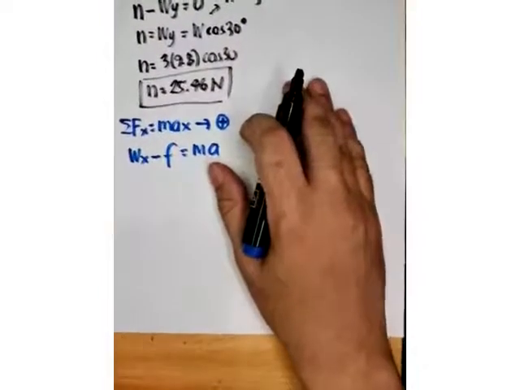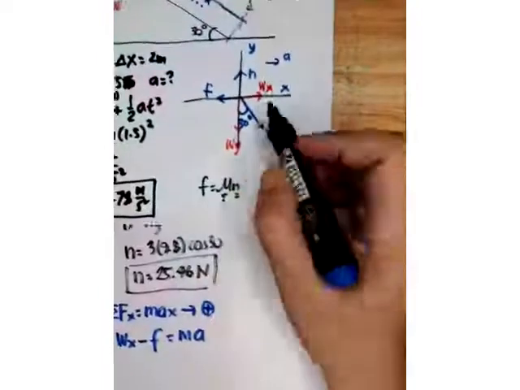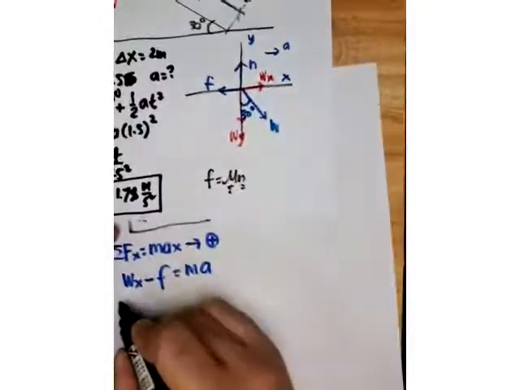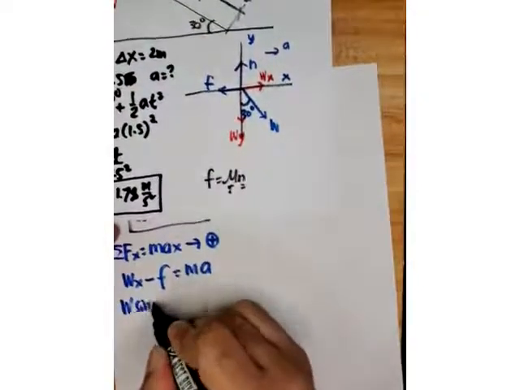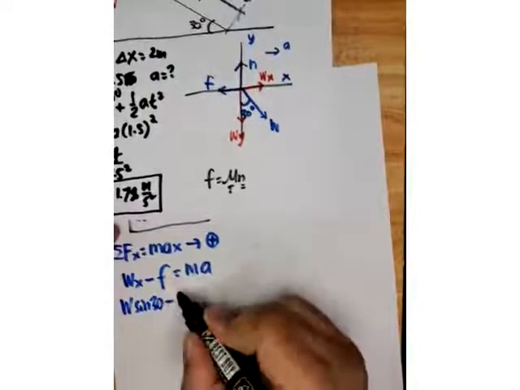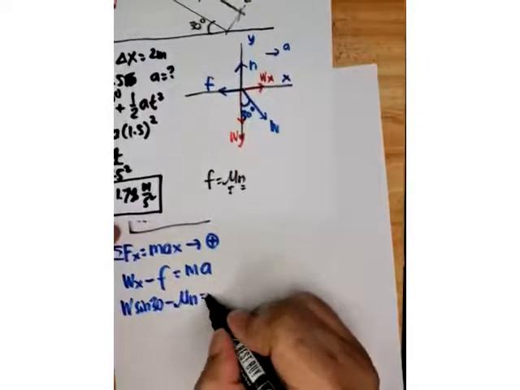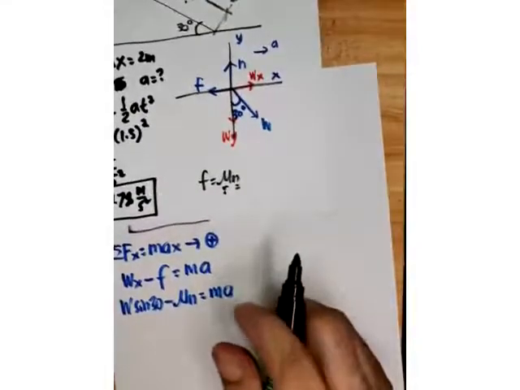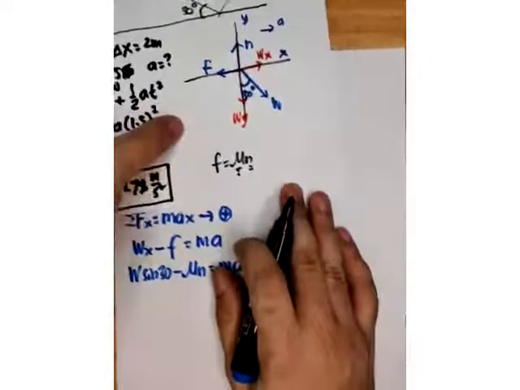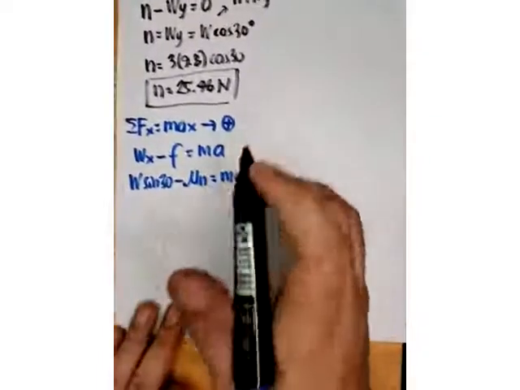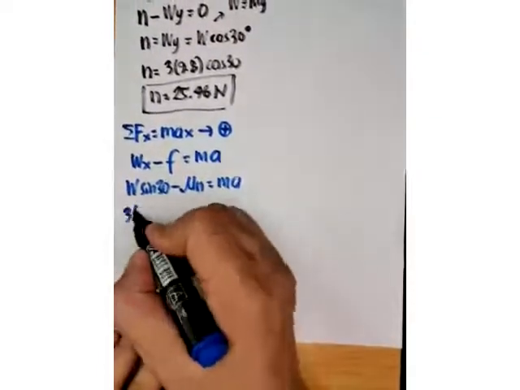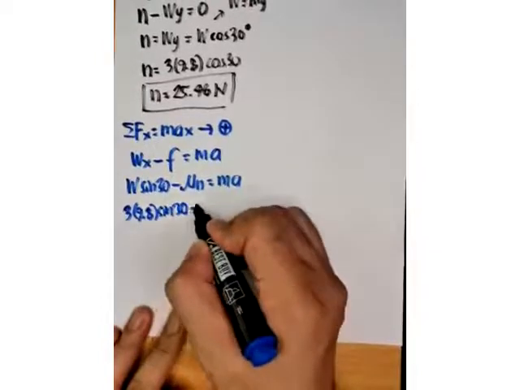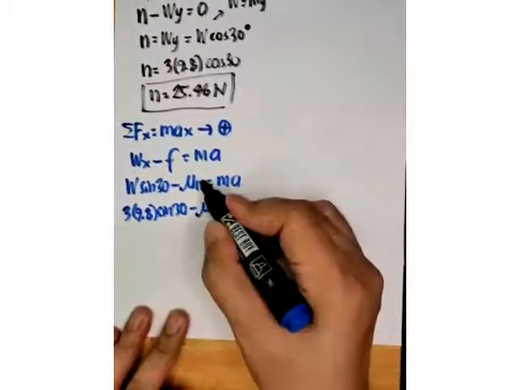Okay, so what's a WX? Based on the figure, since the angle is here, it will be sine. So that's W sine 30 minus mu N, that's equal to MA. Ayan. So, substitute na lang natin. So, we'll have 3 times 9.8 times sine 30 minus mu times normal.